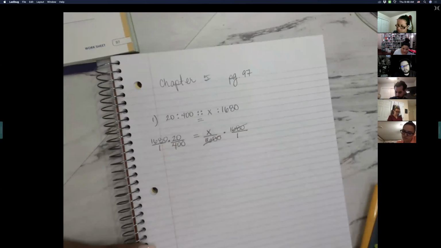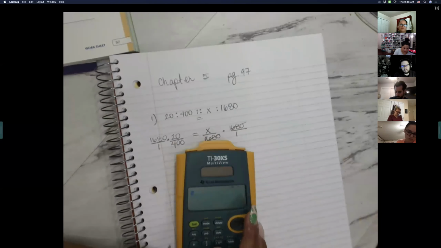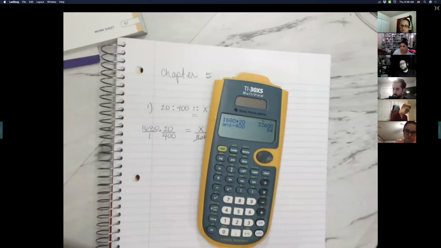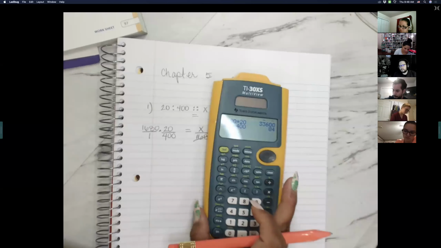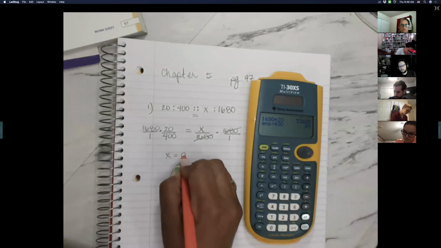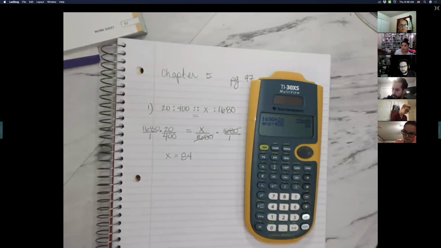So here is just a matter of plugging that into your calculator. 1680 times 20 divided by 400. 84? Did everybody get 84? Did you all get that? Yes. Okay.